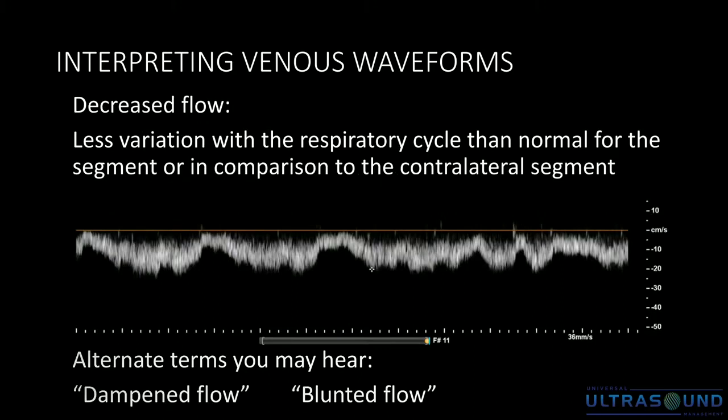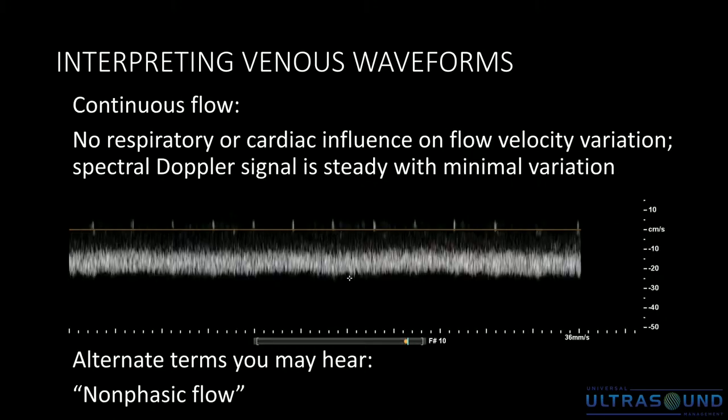Another waveform that we need to pay attention to is decreased flow, decreased phasicity, dampened flow, or blunted flow. Here we see less variation with the respiratory cycle than normal for this segment, or in comparison to the contralateral side. Continuous flow. So this ultimately means that something is obstructing flow proximal to where my transducer is located. This is telling me there's no cardiac or respiratory influence on the flow velocity variations. The spectral Doppler is steady and has minimal variations.